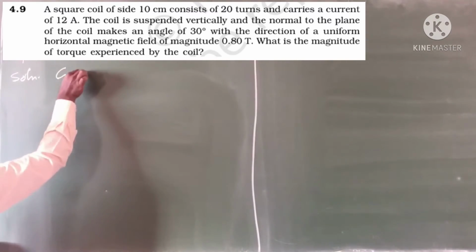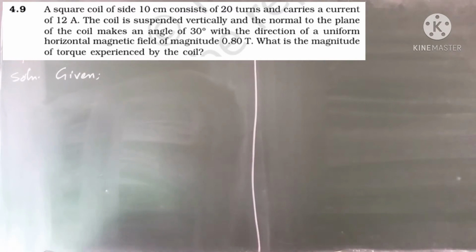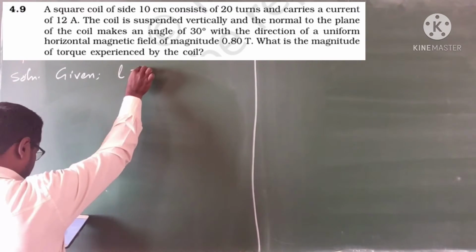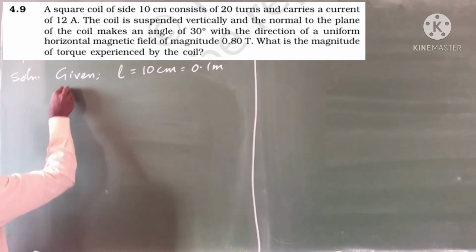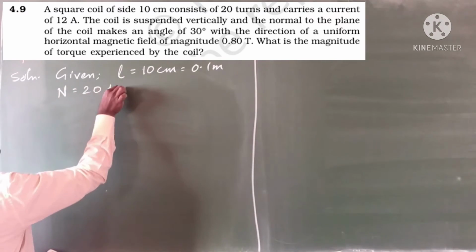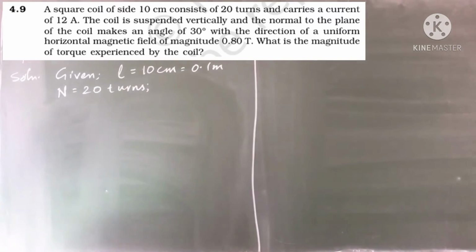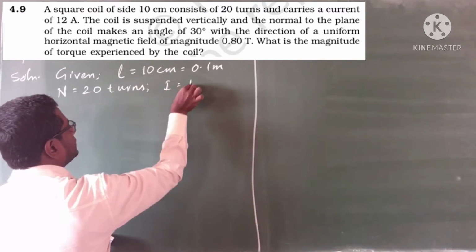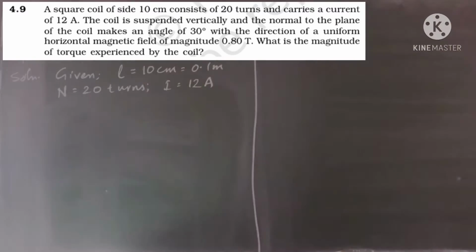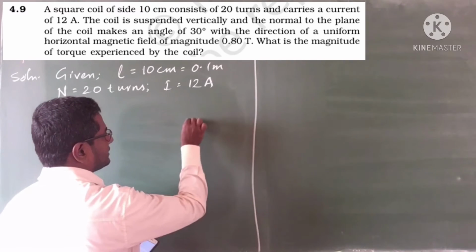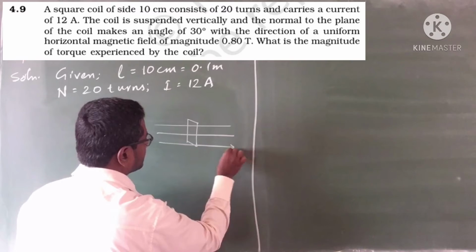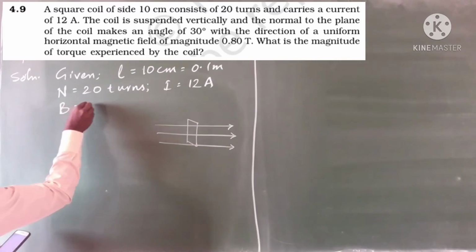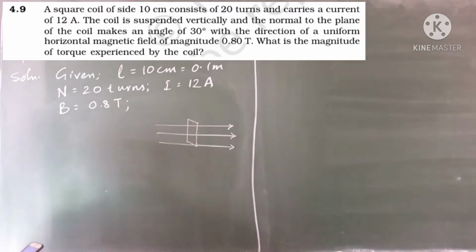That is the given data. So first, what is given is the side length. I take that L equals 10 centimeter, and I can write it as 0.1 meter. I take that N is equal to 20 turns. Then the next thing given is that it carries a current of 12 ampere, so I is equal to 12 ampere. The coil is suspended vertically and the magnetic field is horizontal, so B is 0.8 Tesla.